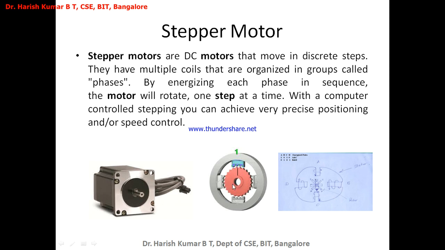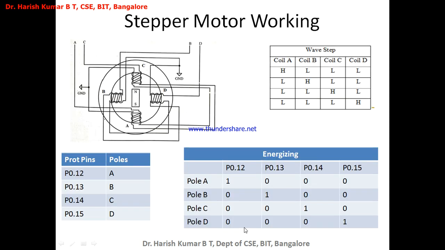I also explained the different configurations of the stepper motor: full step configuration, wave step configuration, and half step configuration. The kind of stepper motor we use here is the wave step configuration. That means you energize one coil at a time. I've written the waveform for the full step here, and in the next slide I'll show you the wave step operation.